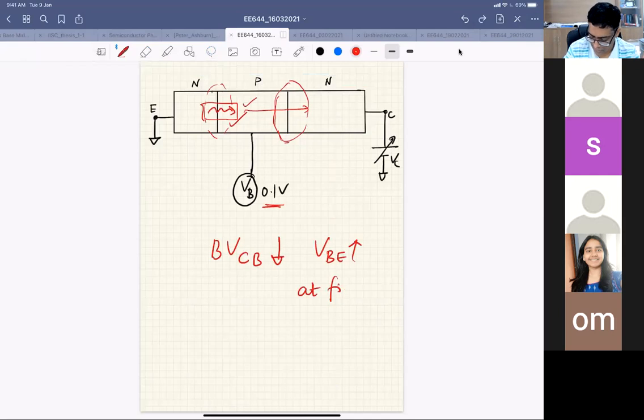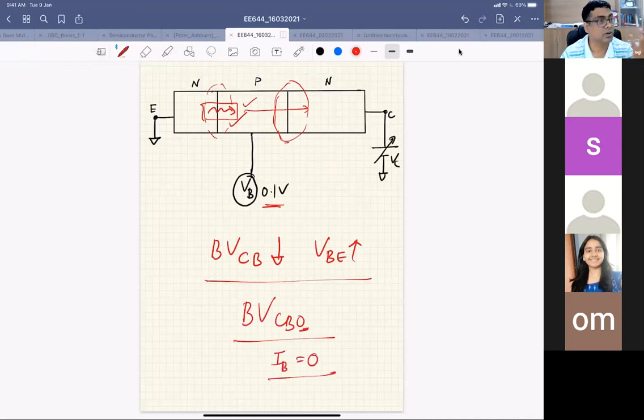So the breakdown voltage of the collector-base junction will reduce when you increase the VBE. But BVCBO is when the emitter is open, which means your IB is zero, your base current is zero, because you are not injecting anything. Any questions here?